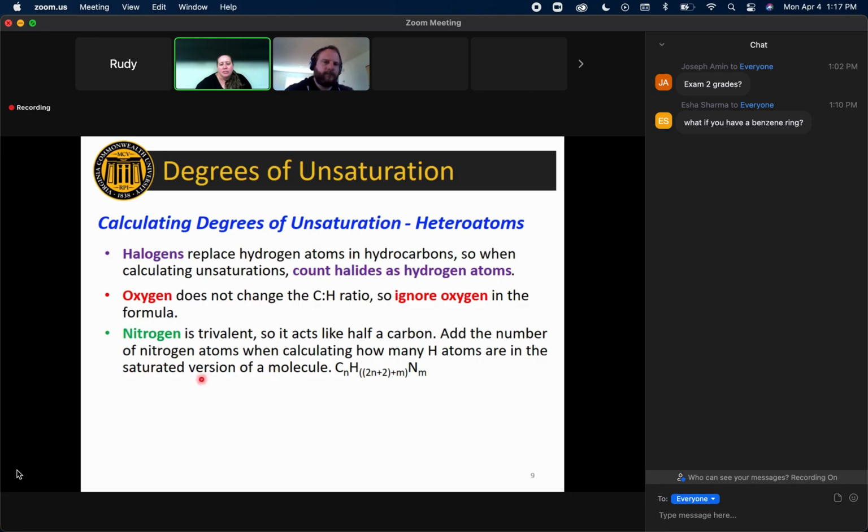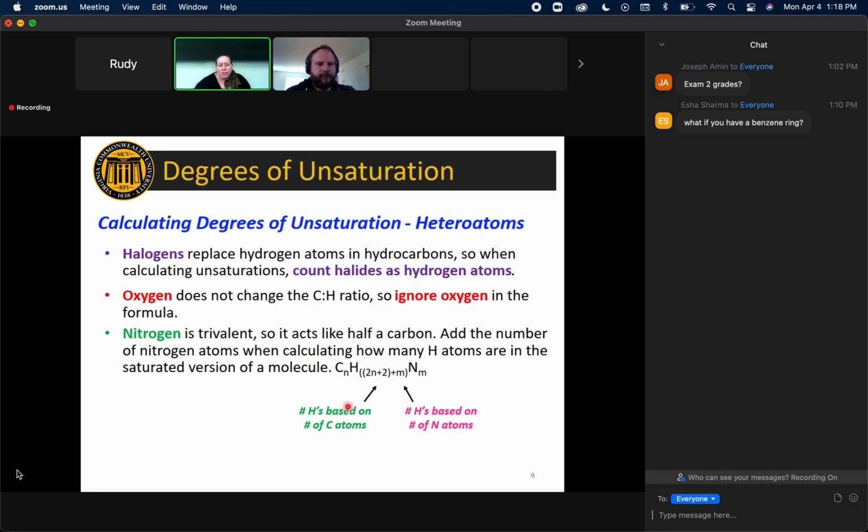we have to additionally add in the number of nitrogens, because the nitrogen atom in a saturated molecule will bring 1 hydrogen atom with it, not 2, but 1. So instead of just CnH2n+2, now we have to add in M for the number of nitrogens to our expected amount of hydrogens for this type of molecule. So what do I mean by that? Well, first of all, let me break this down a little bit further and point out that this 2n+2 is just the same as our saturated hydrocarbon generic formula.